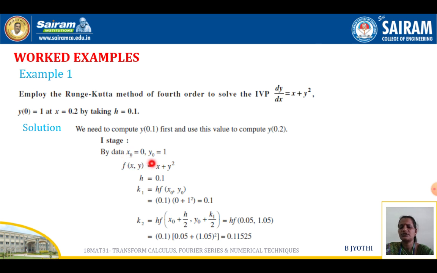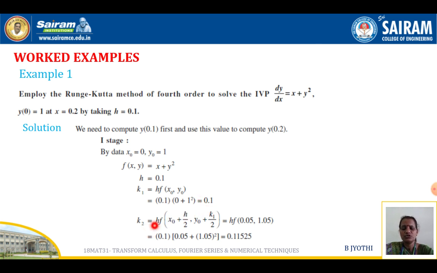Given data: x0 is 0 and y0 is 1, and f(x,y) is given by x + y². So h is 0.1. So k1 is computed by using the formula h f(x0, y0), where h is equal to 0.1, so 0.1 times (0 + 1²), because f(x0, y0) is given by x + y². Where x0 is 0 and y0 is 1, so x + y² is 0 + 1 whole squared, and 0.1 is the h value. Therefore we get a value of k1 as 0.1.